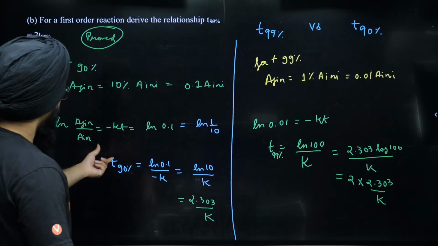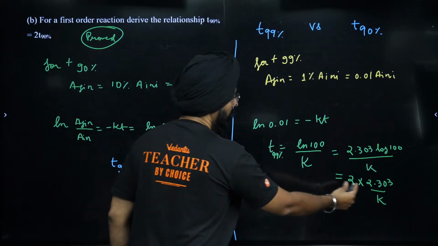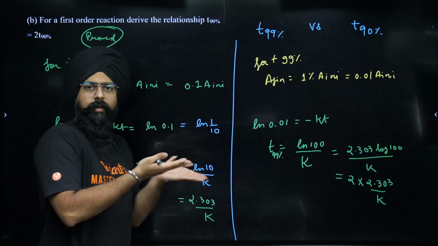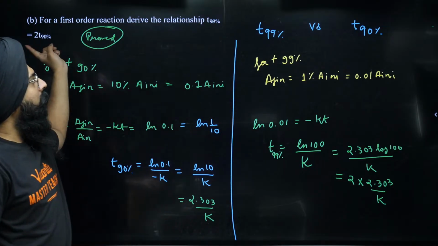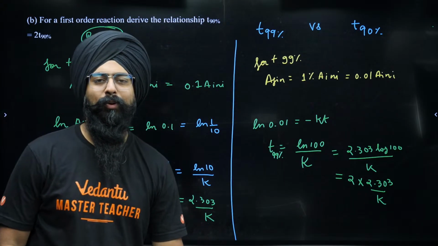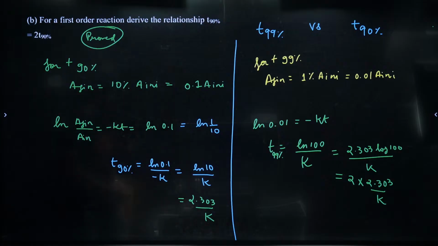So you can write T90% is this, T99% is this, and just write hence proved: T99% is equal to 2 times T90%. That's all you got to do.